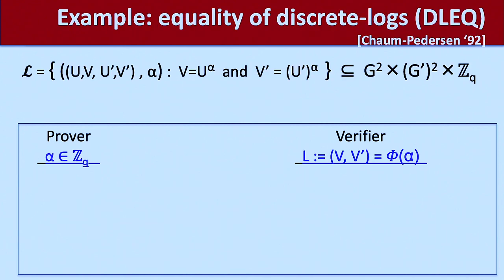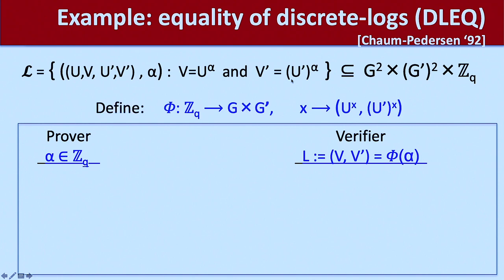And just to give one example, I think on Wednesday there were a couple of talks that mentioned this equality of discrete log protocol. I can never remember how this protocol works, but if you just remember it as an instance of this phi preimage, then it's easy to derive it yourself. So what are we trying to prove here? We have u, v, u prime, and v prime. And we want to prove that the discrete log of v base u is the same as the discrete log of v prime base u prime.